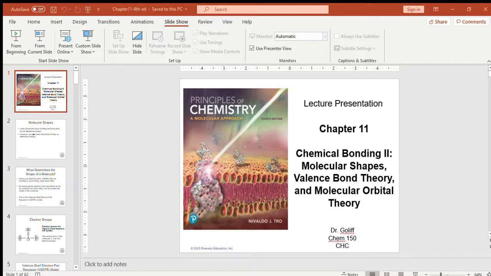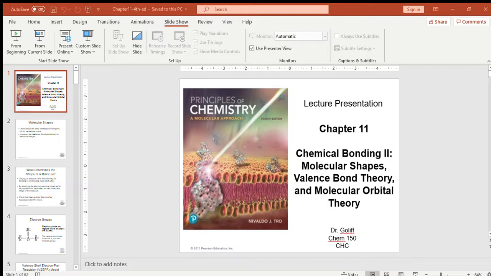So I have 3 equatorial positions that are 120 degrees apart, and then you have these axial positions that form a line. So in your equatorial positions, you have a bond angle of 120. With the axial position, if you just go axial-axial, this is 180, but axial to equatorial, this is 90 degrees.